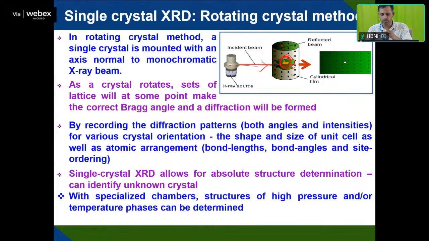So the X-ray beam is falling, and when a set of planes makes the right Bragg's angle with the incident beam, you will be able to see a diffraction. By recording the diffraction pattern, both angle as well as intensity, in various crystal orientations, since the crystal is rotating, you will be able to get the shape, size, unit cell as well as atomic arrangement. That means you will get bond length, bond angle, site ordering, everything, which we are not able to get in the case of powder XRD.